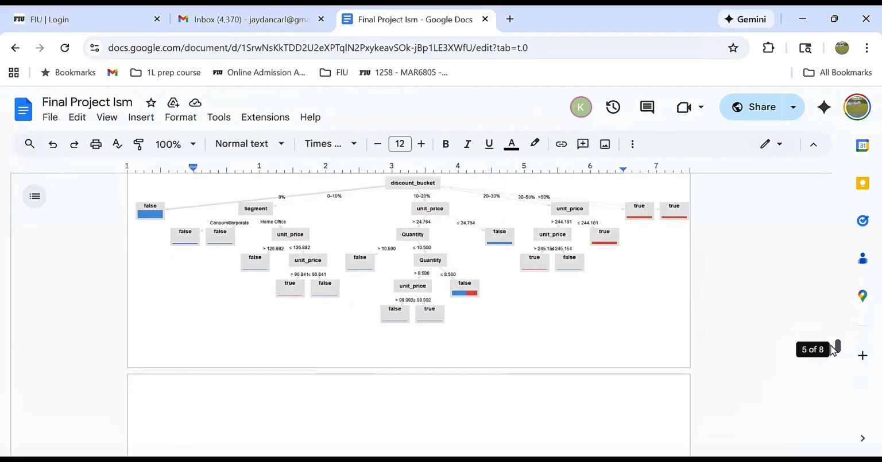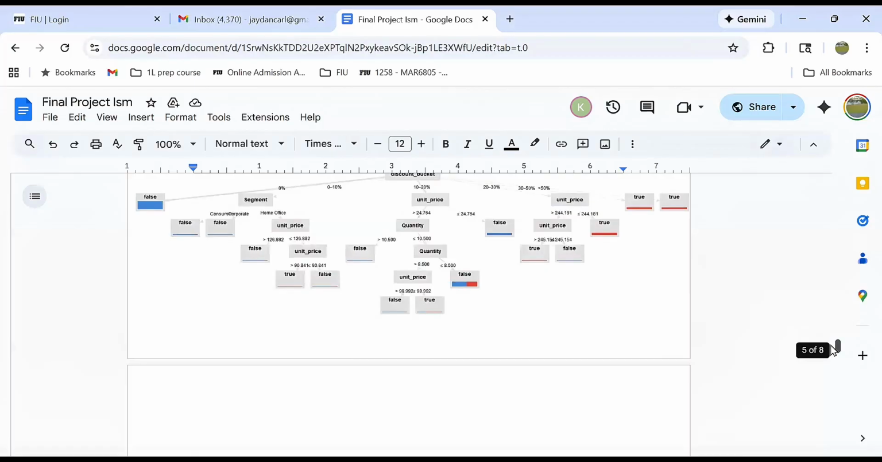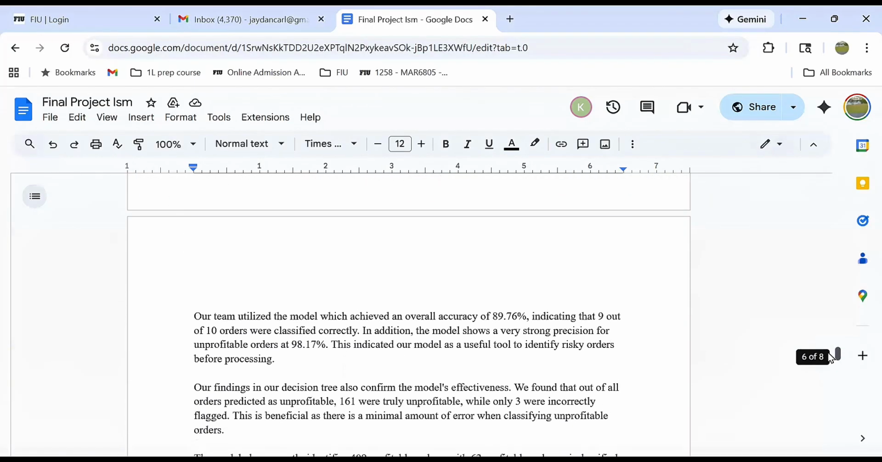It achieved an overall accuracy of 89.76%, meaning that nearly 9 out of every 10 orders were classified correctly. This shows that the model is highly reliable overall. And more importantly, the model demonstrated an exceptionally high precision of 98.17% for unprofitable orders. This means that when the model predicts an order will be unprofitable, it is almost always correct.